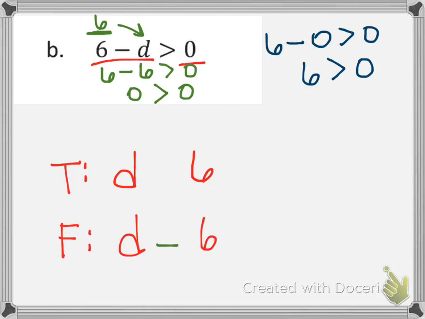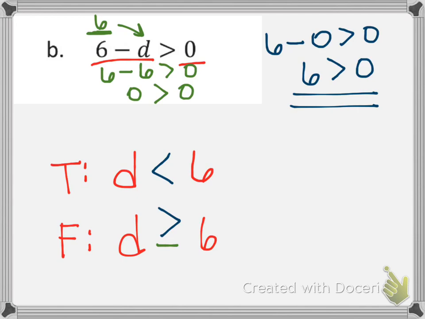So remember, I chose a number smaller than 6, something less than 6, and it gave me a true statement. This was a true statement. 6 is greater than 0. So on my true statement inequality, I'm going to say that anything smaller than 6 makes it true. And if that's true, then anything greater than or equal to 6 will make it false.